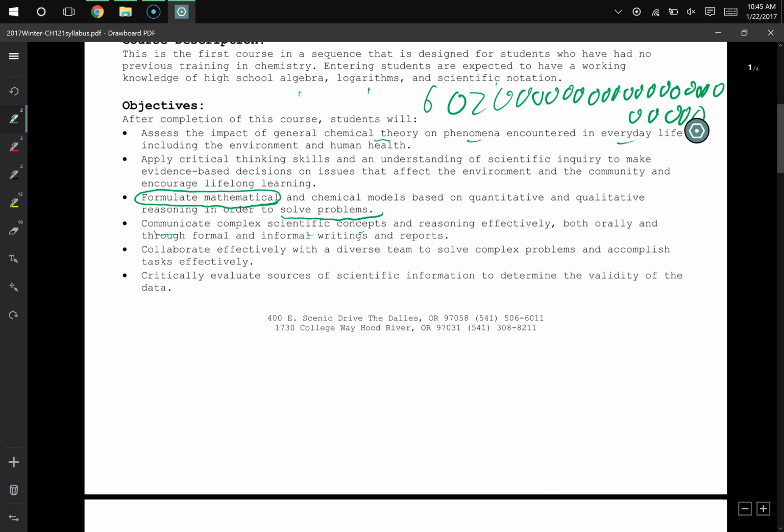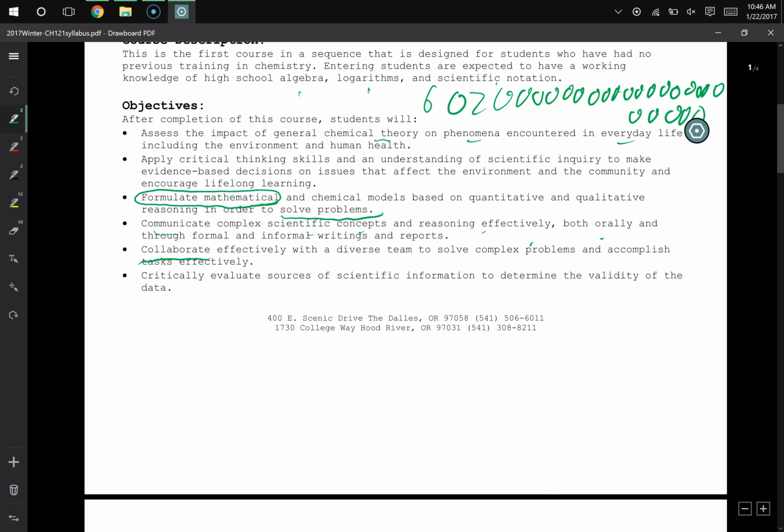Communicate complex scientific concepts reasonably effectively, both orally and through written communication. If you cannot communicate what you did, then nobody knows what you did, and you basically didn't do anything. So you're going to need to be able to produce lab reports and other ways of disseminating what you have done. Definitely going to have to work with people. There's going to be no solos for labs. We don't have enough equipment, and that's just not how life works. So if you don't like people, sorry.